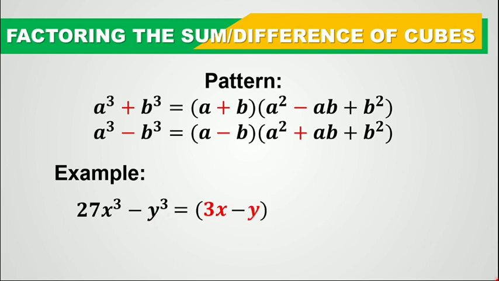And then the other factor would be just square the first term, this one. So 3x squared, or quantity 3x squared, that's 9x squared.